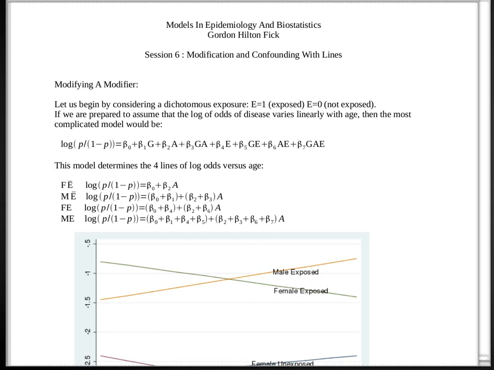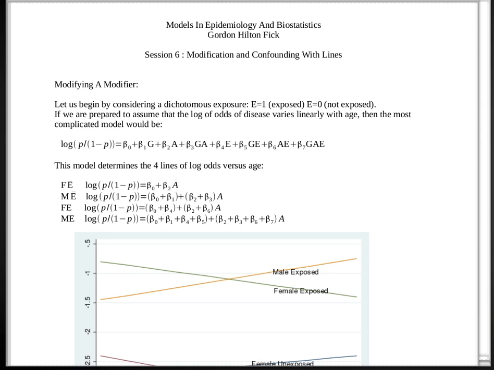This is session 6 for Models in Epidemiology and Biostatistics. I'm Gordon Hilton-Fick, and we're now going to look at, in considerably more detail, issues of modification and confounding.